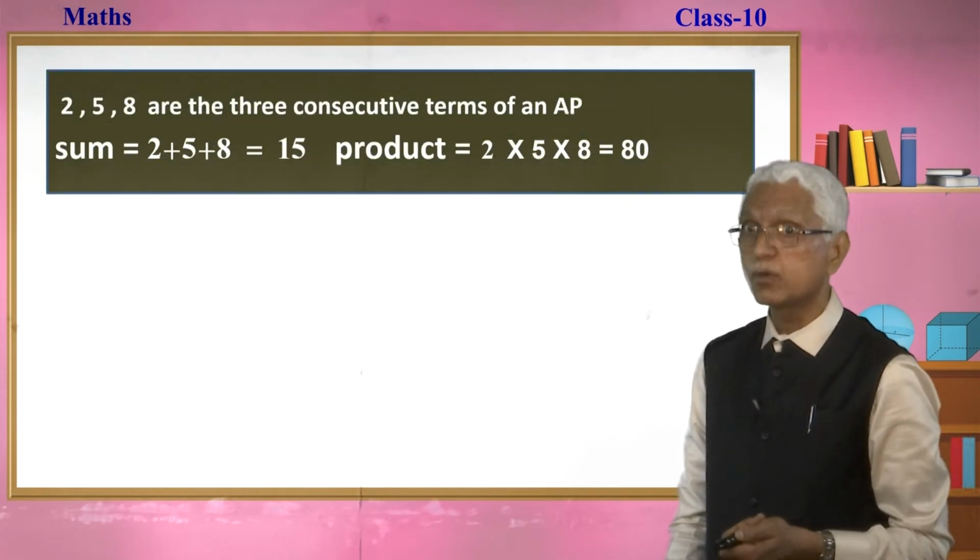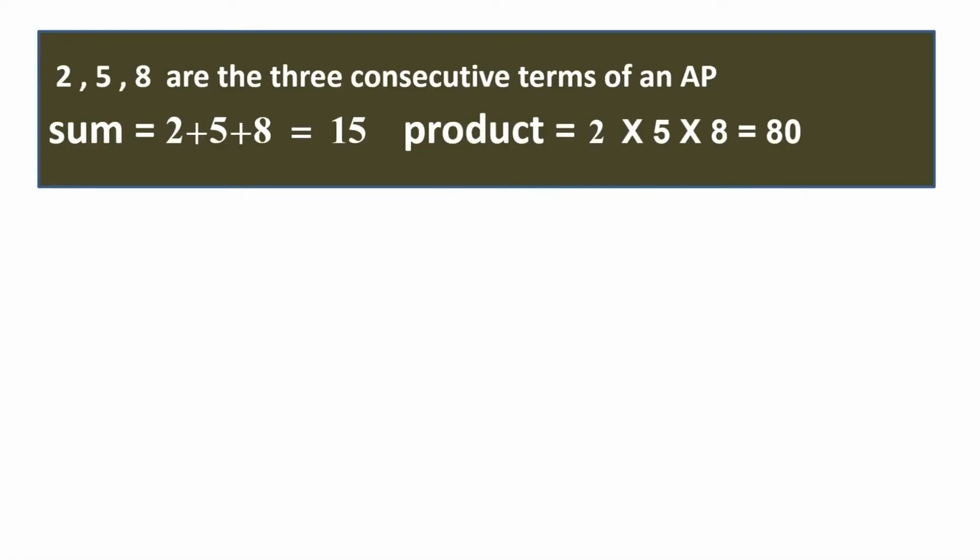Oh, there is one more problem. 2, 5, 8 are the 3 consecutive terms of an AP. And their sum, if you observe, it is 15. And if you observe, the product of those 3 consecutive terms is 80. 2, 5, 8 are the 3 consecutive terms, add, it is 15. So, sum is 15. Find the product, it is 80. Therefore, the product is 80.